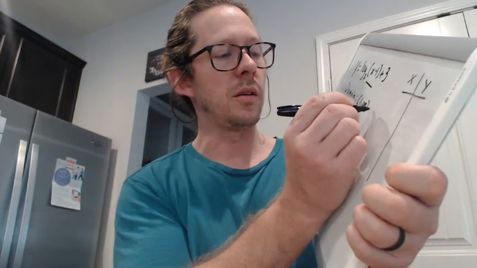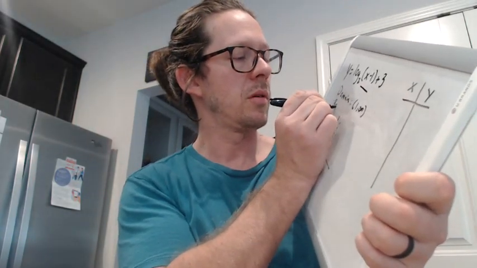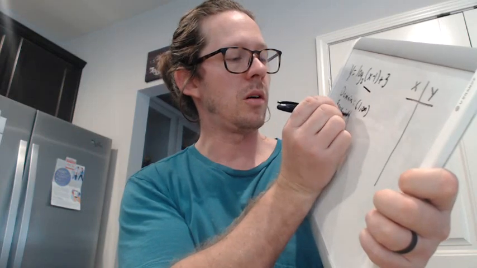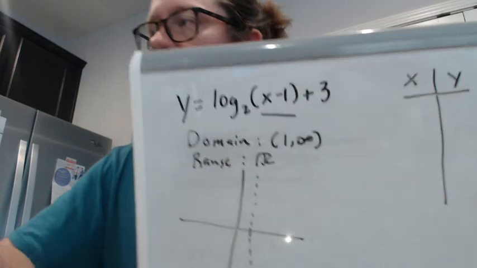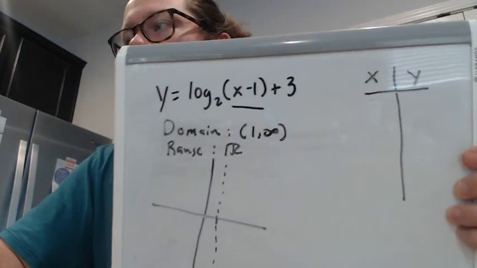Now, I also know that the range is going to be all real numbers. We know that based on yesterday's homework that basically all these logarithm graphs have a range of all real numbers. So here's what I'm going to do.